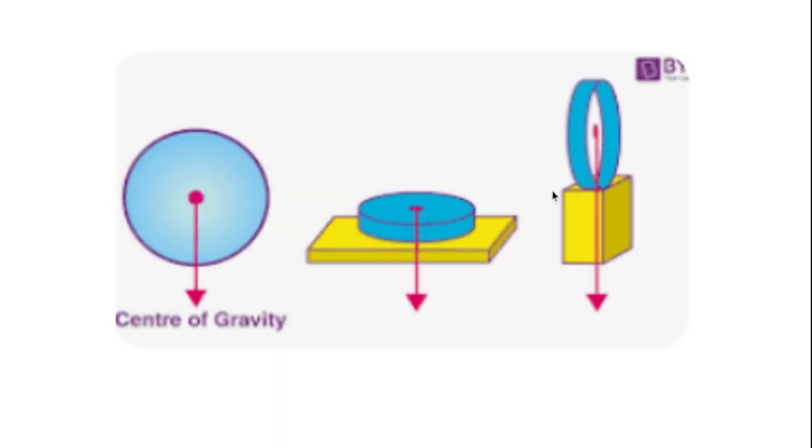You see the images. This is the cylinder, you see where the weight will come down. This is a circle type where the weight will come down, you see that. This is the ring where the weight will be activated. These are the most common examples of center of gravity.